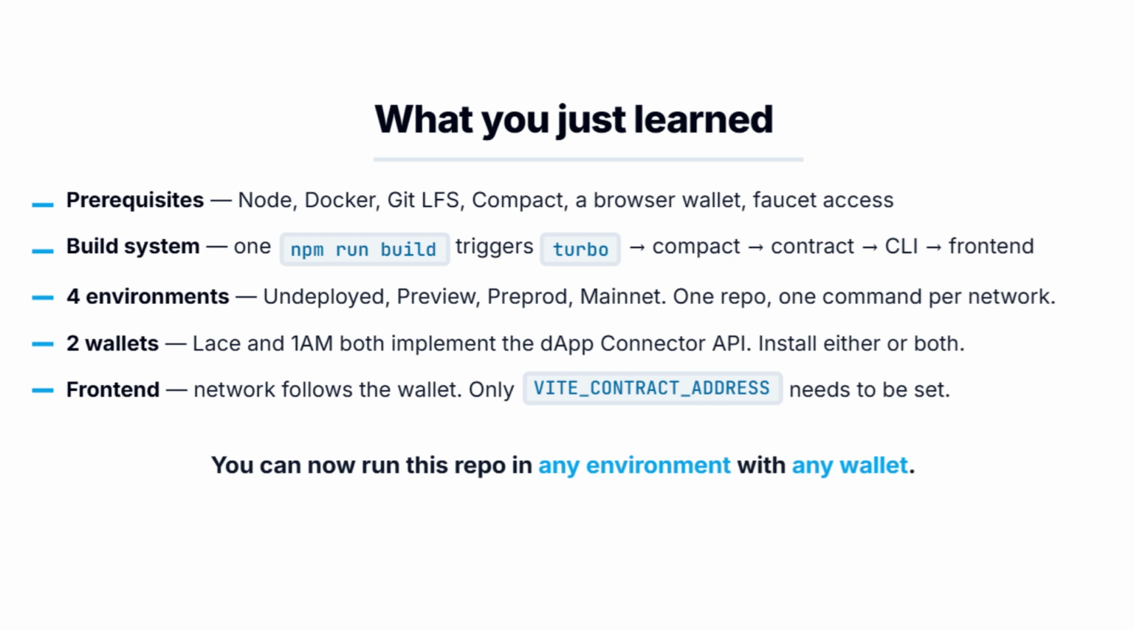4 environments: Undeployed for development, Preview for public testing, Preprod for production rehearsal, and Mainnet for the real deal. One repo, one command per network. 2 wallets, Lace and 1AM. Both work. Install whichever you prefer, or both. And the front end. The wallet decides the network, not a config file. Only thing the front end actually needs from .env is the contract address. That's it. Now you know how to run this repo in any environment with any wallet.